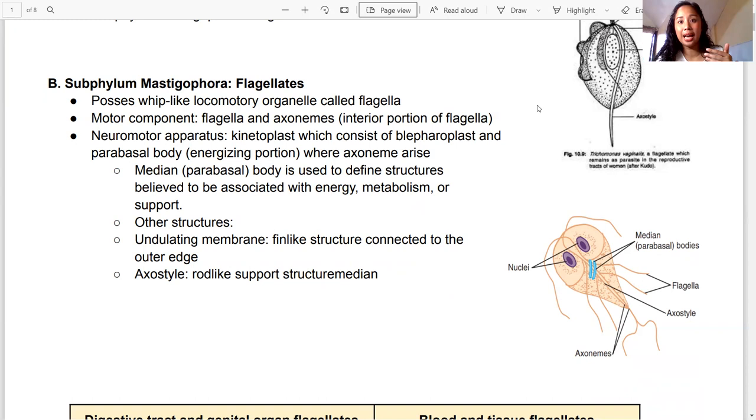Axonemes are also an important part of your protozoa, one of the characteristics we look at in a protozoan. What else? Kinetoplast, which consists of the blepharoplast and the parabasal body. We see this in Leishmania and Trypanosoma. The purpose of this, guys, is said to be for energy, metabolism, and support. They're not sure, however. So the blepharoplast plus the parabasal body equals the kinetoplast. That's their umbrella.